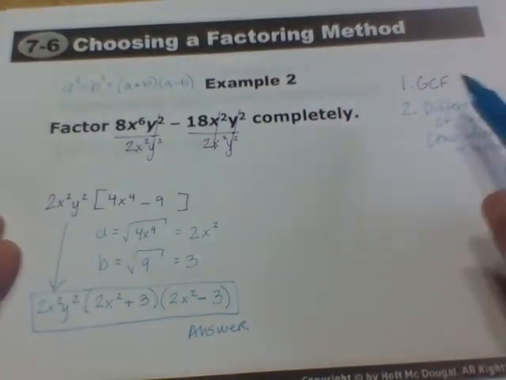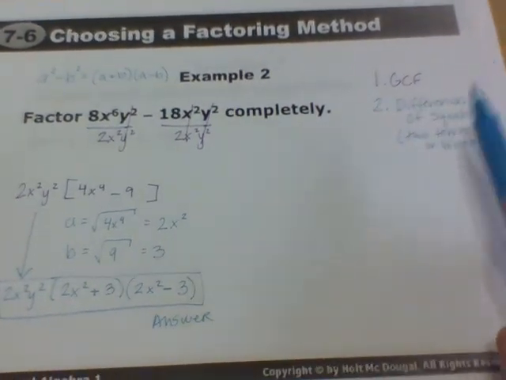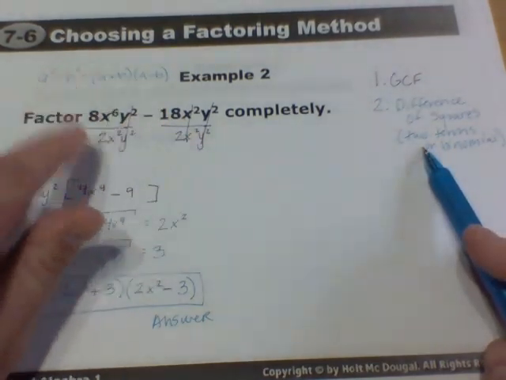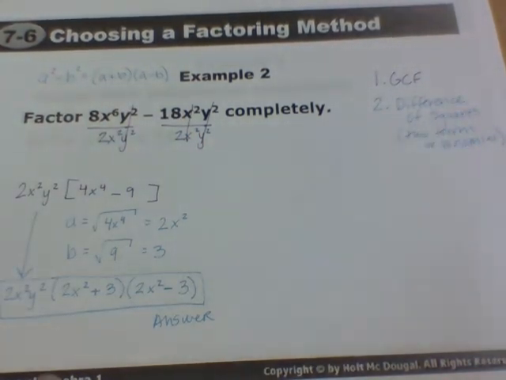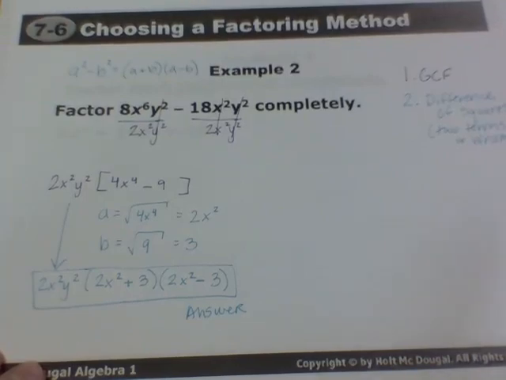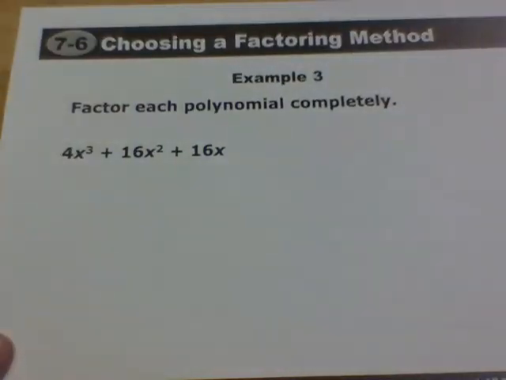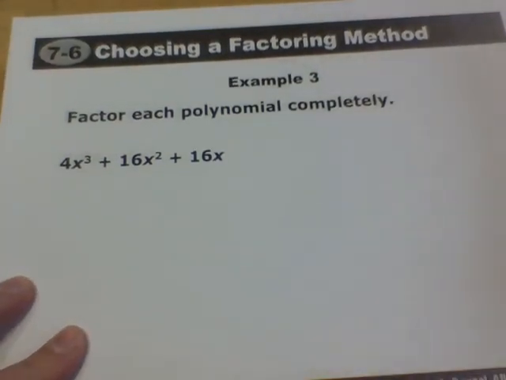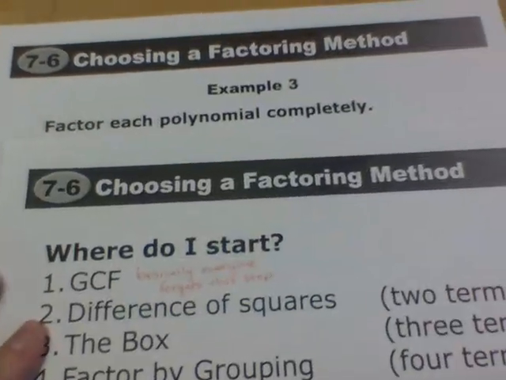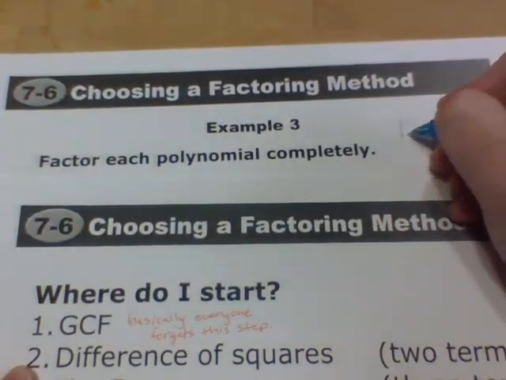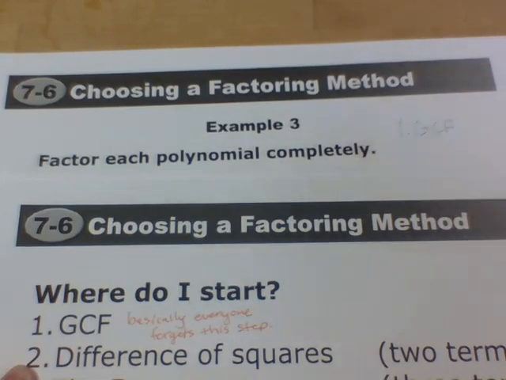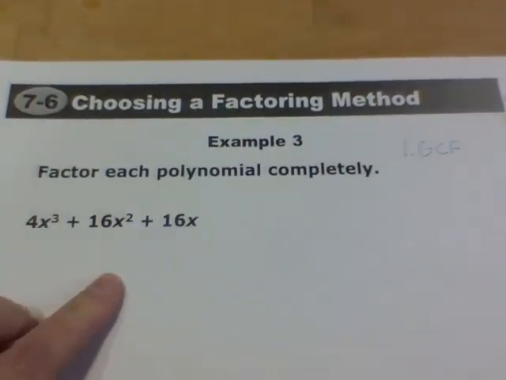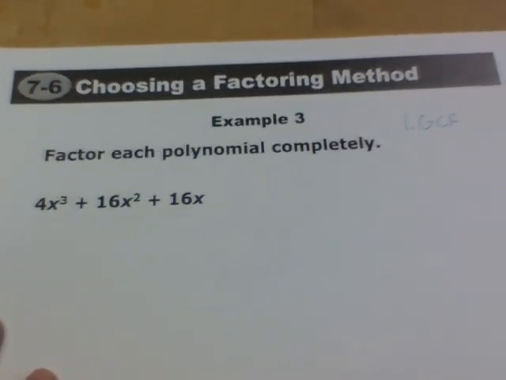All right, so again, GCF, and then determine by the number of terms, 2 of them, what you need to do, which is difference of squares. All right. The next one, again, factoring completely. First thing we need to do is GCF. And then after that, we are going to have a trinomial, so we will be using the box.